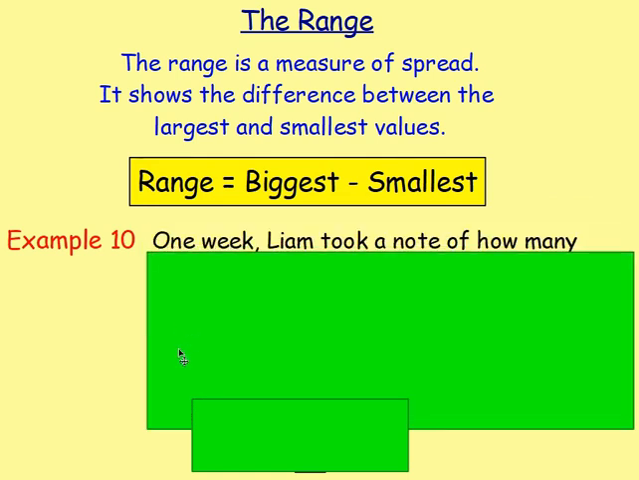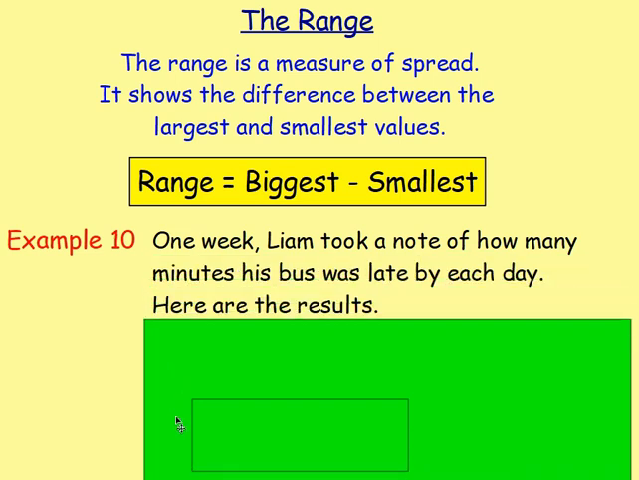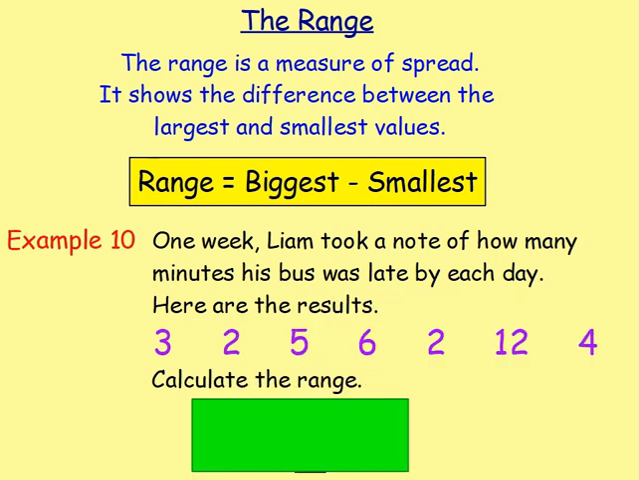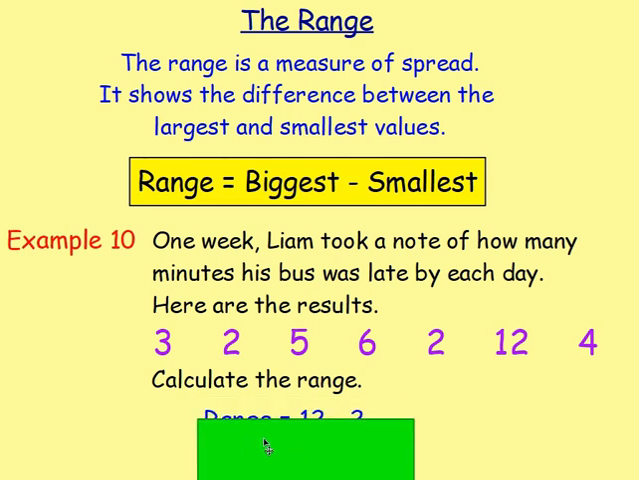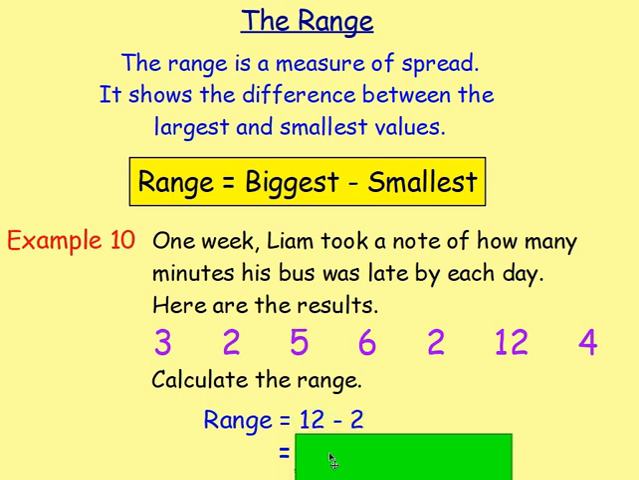Example 10. One week, Liam took a note of how many minutes his bus was late by each day. Here's the results. So on day 1 it was late by 3 minutes, day 2 it was late by 2 minutes, day 3 it was late by 5 minutes, then it was late by 6, 2, 12 and 4 minutes. Work out the range. So to work out the range, we know it's just the biggest number, take away the smallest. So the biggest number there is 12, and we're taking away the smallest, which is 2, giving us a range, a difference between the biggest and the smallest, of 10 minutes.